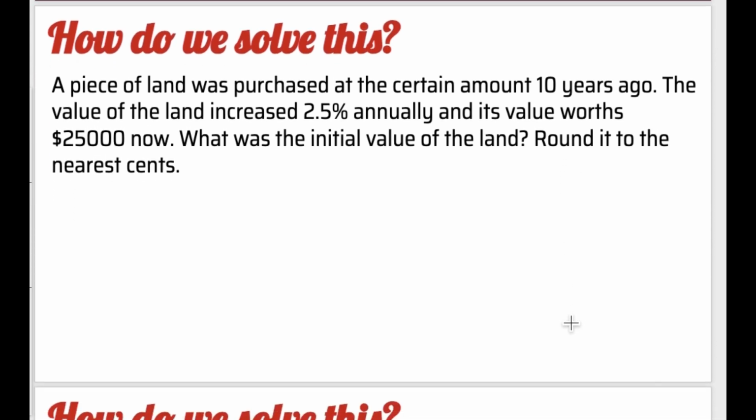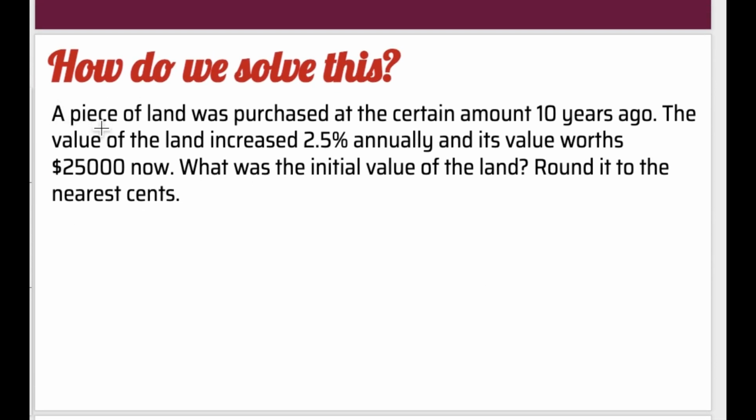First example here, we have the information: a piece of land was purchased at a certain amount 10 years ago. The value of the land increased 2.5% annually, and its value is $25,000 now. The question is asking us to find the initial value of the land, and the final answer needs to be rounded to the nearest cents. Some students will probably notice this time we are actually asking for the initial value, so it's a little bit different from the model we worked on before.